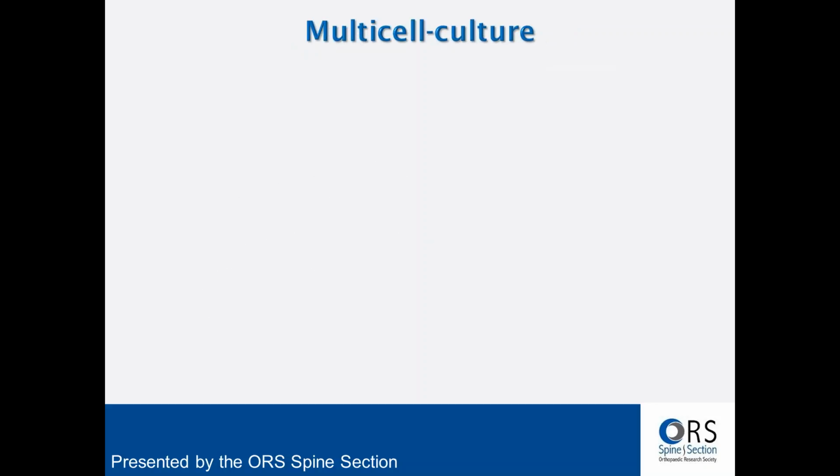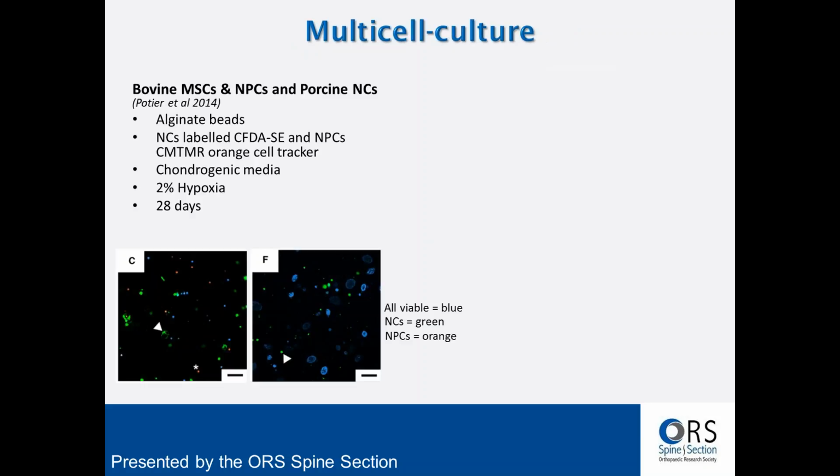So co-cultures of more than 2 cell types examine complex cell interactions. So co-cultures of stem cells, NP cells and notochordal cells seeded in alginate beads, and the notochordal cells are labeled in green and the NP cells labeled in orange. And you can see immediately after seeding, all 3 cell types are present, viable. However, after 28 days post-culture, you can actually see that there are no longer any NP cells there.